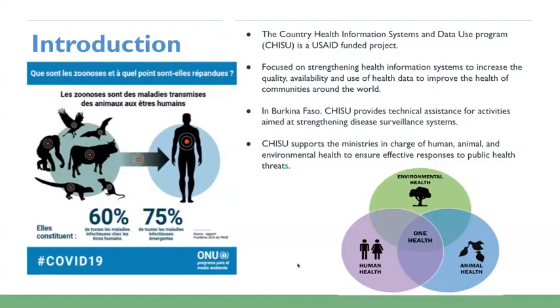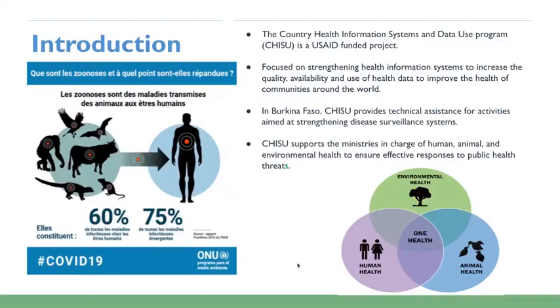As you can see on the slide, scientists attribute 60% of infectious animal diseases and 75% of emerging diseases to zoonosis, so to animal origin. This situation has led countries to adopt the multisectoral approach, which takes into account human health, animal health, and interaction with the environment.